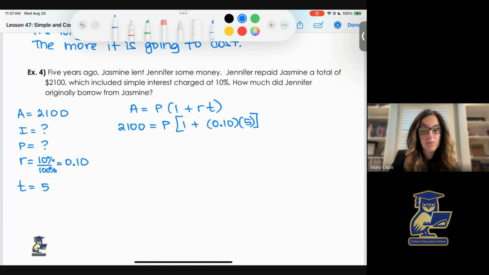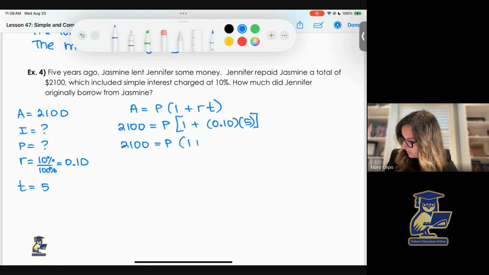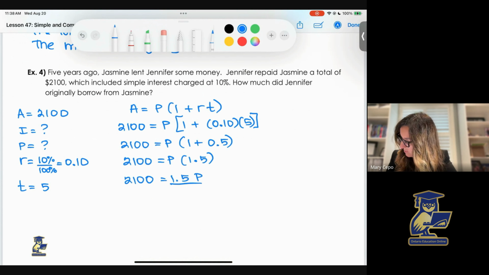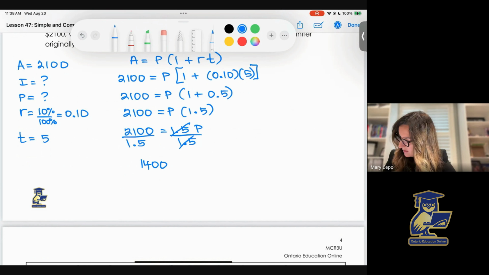Okay, so simplifying there, we want to always follow BEDMAS. We're going to take 0.10 times 5. So 2,100 is equal to P times (1 plus 0.5). Simplifying further, always following brackets first, BEDMAS, so 1.5. We need P by itself. I'm going to divide both sides by 1.5 to get rid of that coefficient 1.5. What we do to one side, we have to do to the other. So when we take 2,100 divided by 1.5, we get 1,400 is equal to P.